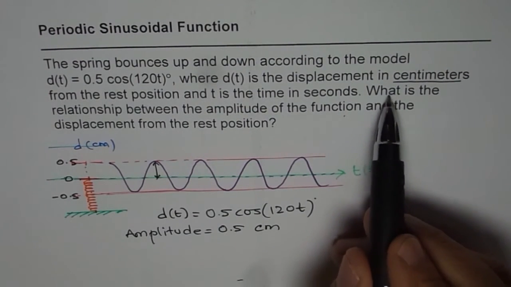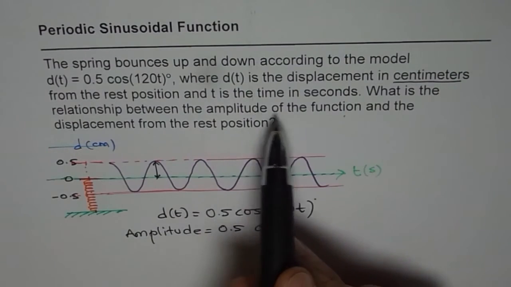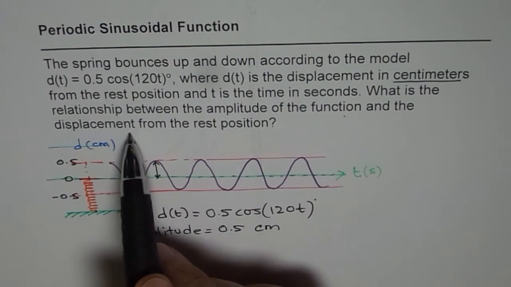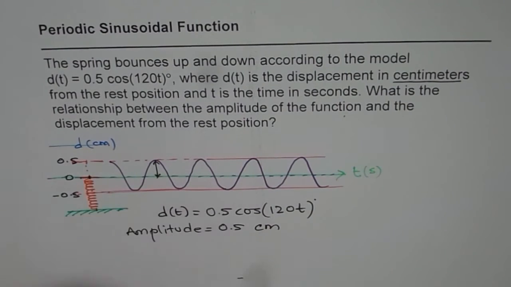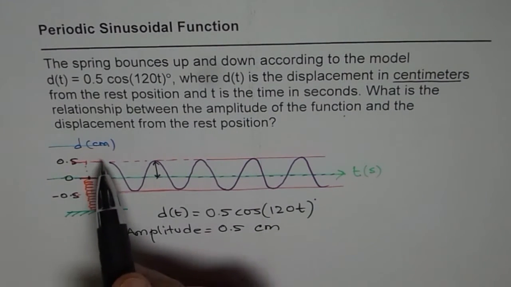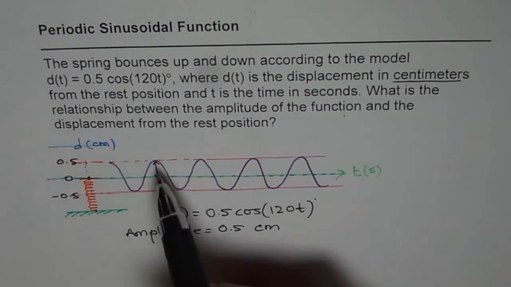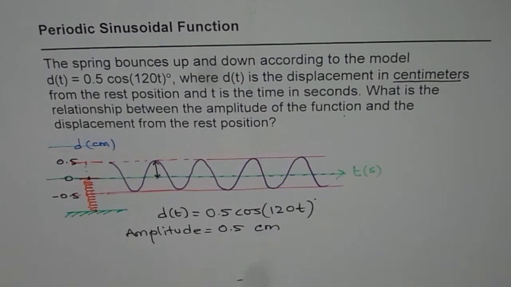It says, what is the relationship between amplitude of the function and the displacement from rest position? So this is what we have to explain. From rest position, how is the displacement changing with respect to amplitude, correct? That is what we need to explain.